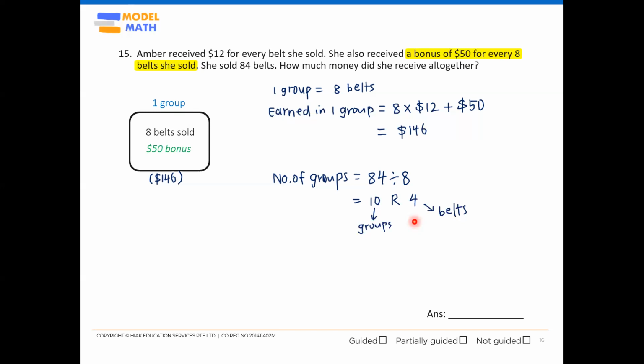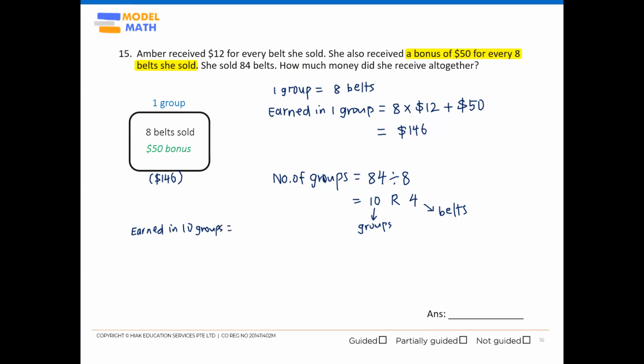Okay, now let's go on to find out what they want. They want how much money she received altogether. Our focus next, we have to shift towards money. To shift towards money means I need to find out, in the 10 groups that she sells, how much money she will earn. So let's figure that out. I'm going to find out earnings in 10 groups. How much do I earn in 10 groups?